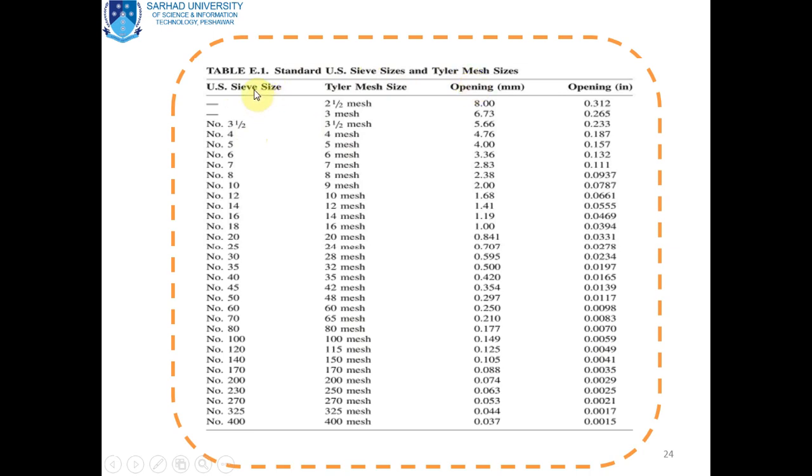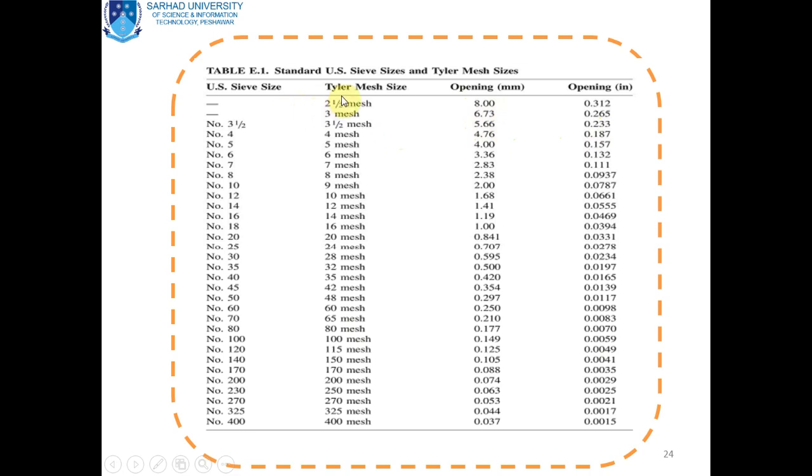This is the presentation of the standard US sieve sizes and the Taylor mesh sizes. On the left side you can see the US sieve sizes and Taylor mesh size, as well as the opening in millimeter and the opening in inches. For example, US sieve number 3.5 is equivalent to 3.5 mesh size of the Taylor series, and the opening is 5.66 millimeter, which is equal to 0.233 inches.